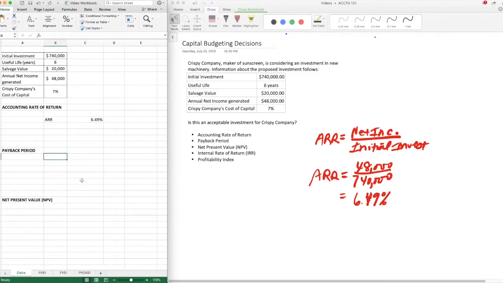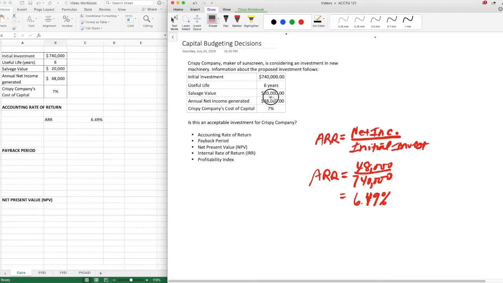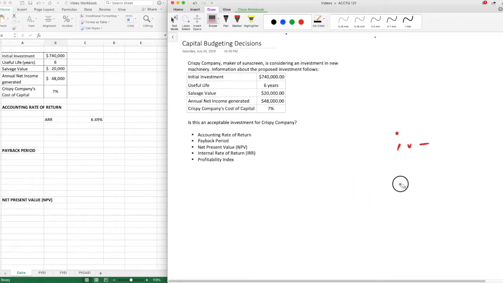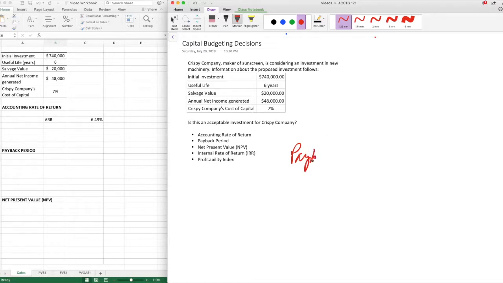Payback period is what we're going to look at next. The payback period basically says how long is it going to take us to get our money back. So we're going to erase this here. How long is it going to take us to get our money back? Payback period. So when we're looking at payback period, what we're going to do is we're going to take the initial investment.